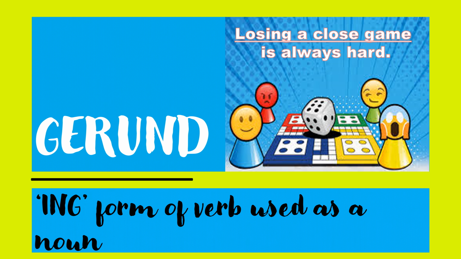Gerund. Gerund is ing form of verb used as noun. For example, losing a close game is always hard. Here, losing a close game is gerund because it is coming as a noun. So here it's a gerund.